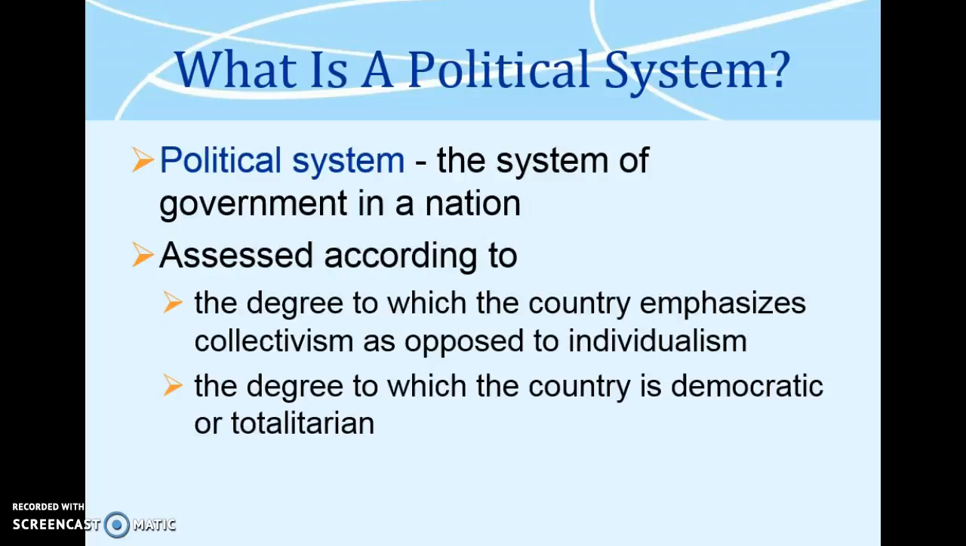What is a political system? A political system is the system of government in a nation, assessed according to the degree to which the country emphasizes collectivism as opposed to individualism, and the degree to which the country is democratic or totalitarian.